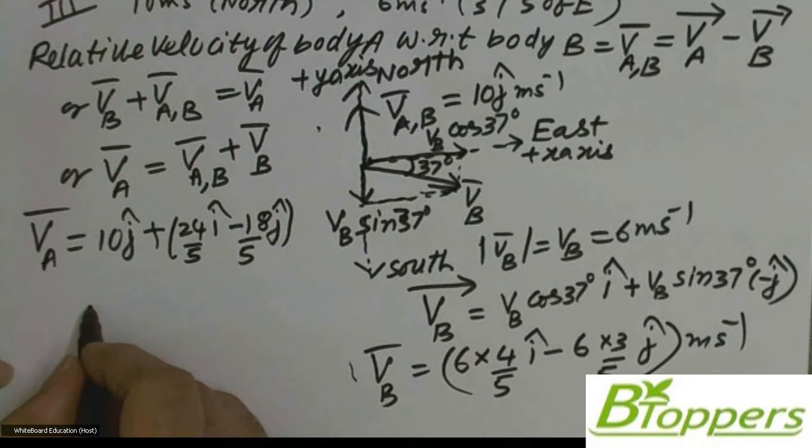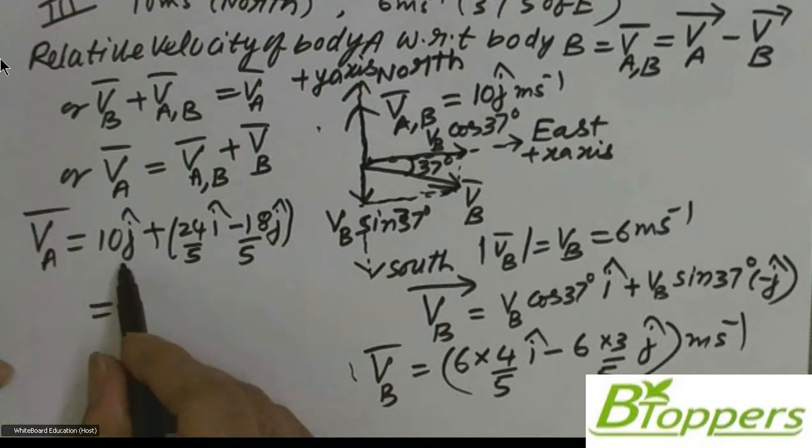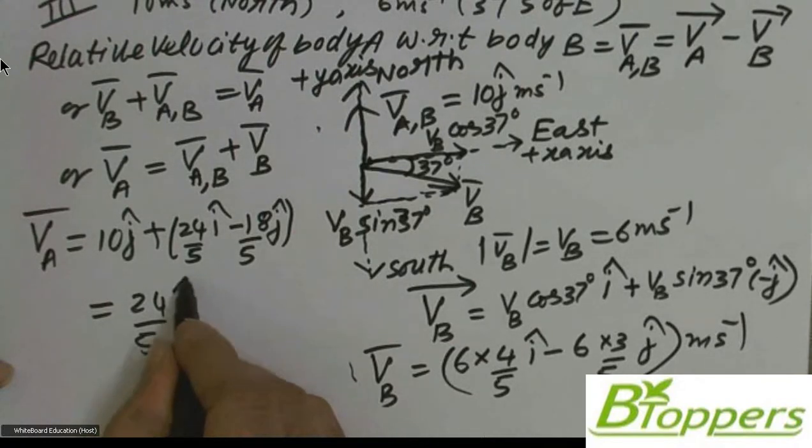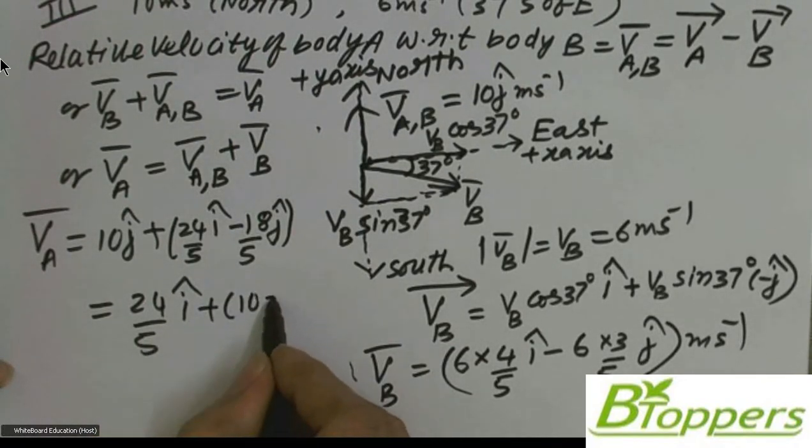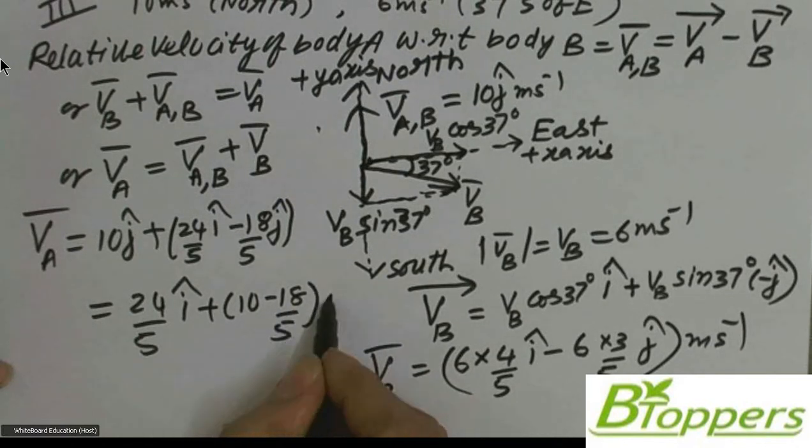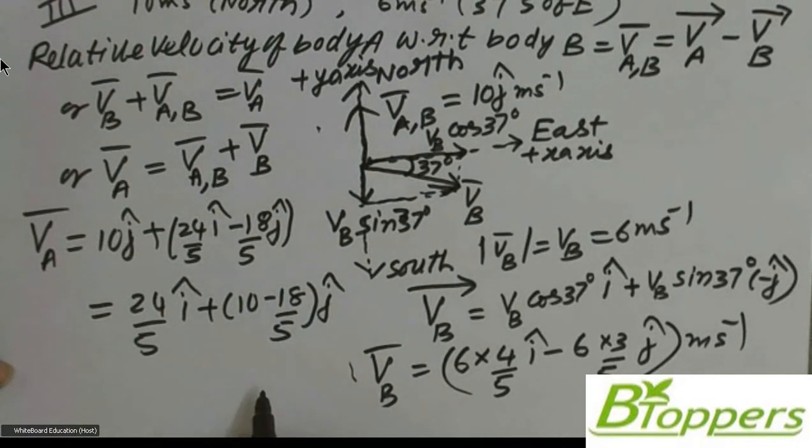So this will be equal to, you can consider the y components here, 10 minus 18 by 5. So 24 by 5 i cap plus 10 minus 18 by 5 into j cap meter per second. This can be simplified further to find the actual velocity of the body A. Those who want to copy the solution of the problem, they can take a pause and copy the solution of the problem.